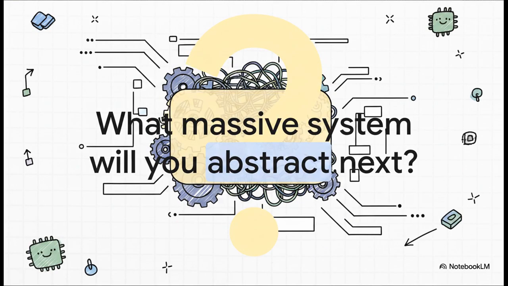And there you have it. You have fully conquered the theory and the application of OOP abstraction, and you are more than ready to face those tricky exam questions head-on. Now that you know how to hide the complex, messy gears of your code behind clean, simple interfaces, what massive system are you going to abstract and simplify next?